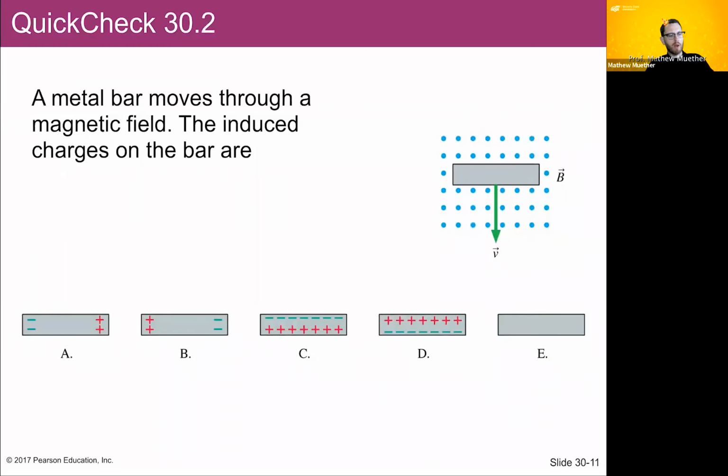Okay, what about if I do this? Now I've rotated that magnetic field so it's pointing out at us. How did the charges separate then in this example? Think about the forces that are being exerted on the charged carriers inside of the conductor. What direction does the force that's created push those positive charges?